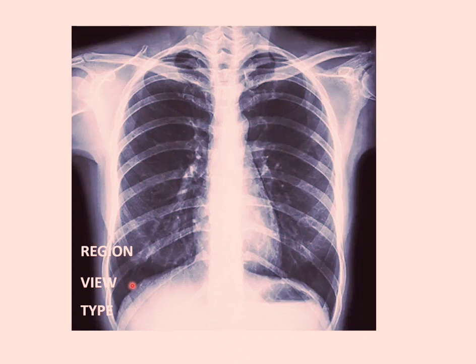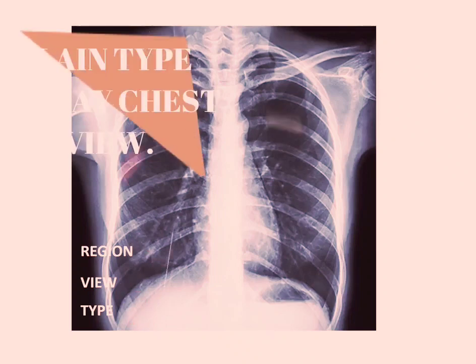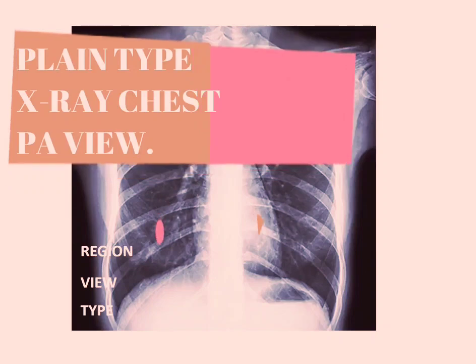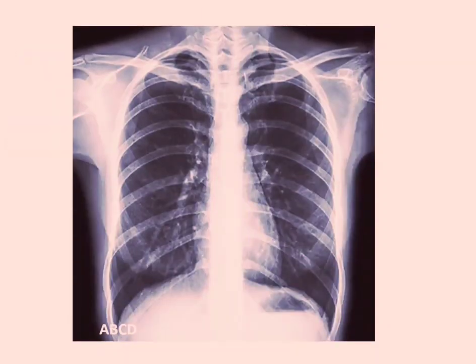Third, you have to describe the region. Of course, this is the region of the chest or thorax. Now, what structures do you have to describe in this X-ray? You have to remember ABCD. The structures for describing the thorax are ABCD.